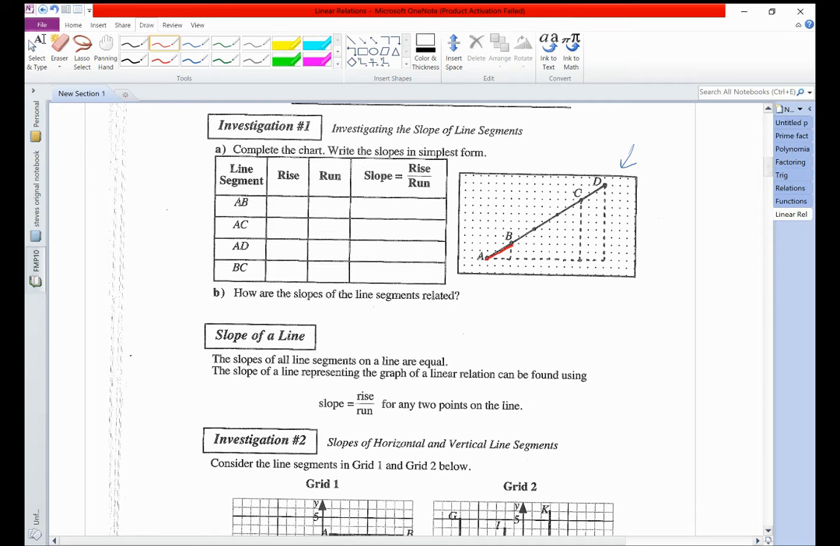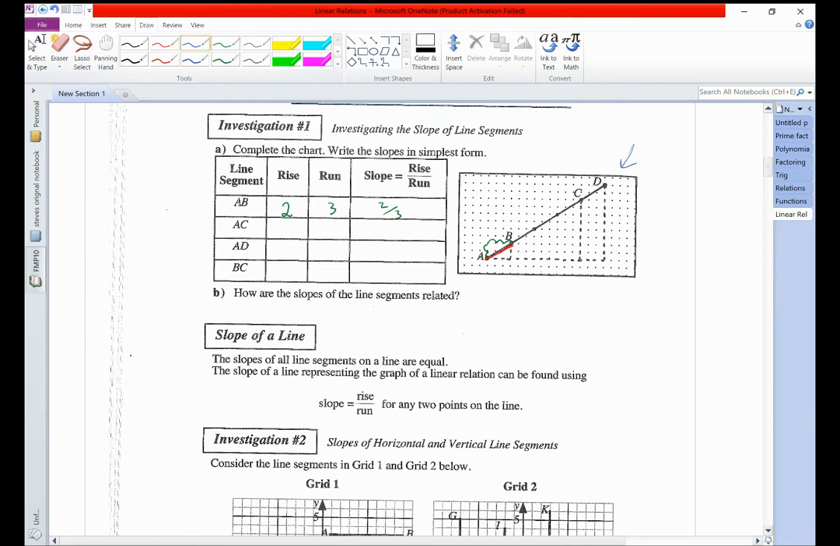So if we look at the rise there, it's a little bit hard to see, but the rise we're going to do is 1, 2, and the run will be 1, 2, 3, both positive. So that is 2/3. Now we're going to go from A to C.